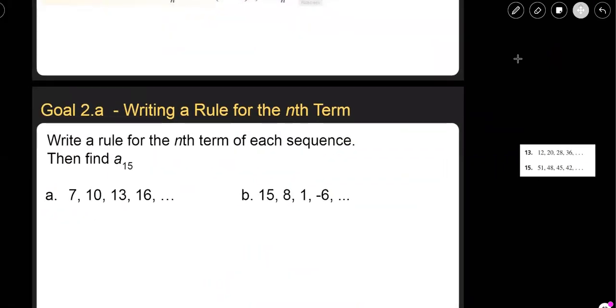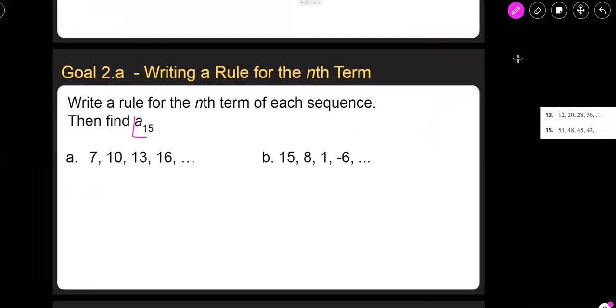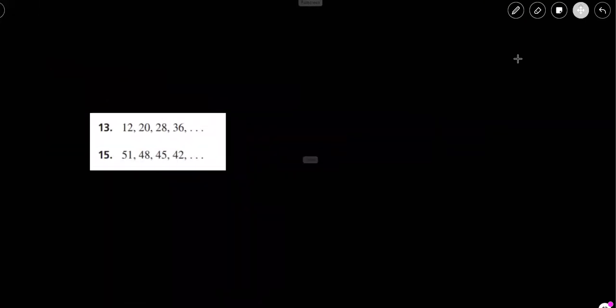We're writing a rule for the nth term of each sequence, and then we're finding A15, the 15th term in the sequence. So we're given some sequences, and this is very nice because if we're told it's arithmetic, then we know we're going to have the same difference each time. Each jump I take is going to be the same. To go from 12 to 20, I'm just adding 8. So my first difference is 8.